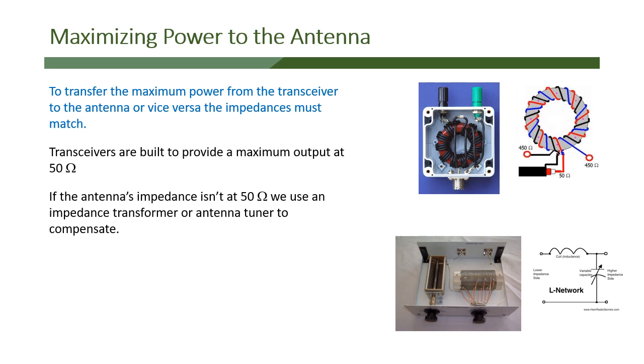But this is an impedance transformation that takes the transceiver's impedance of 50 ohms and converts it to the 450 ohms this antenna design needs. For example, this would be an end-fed half-wave dipole antenna, or an end-fed random wire antenna, which traditionally has an impedance of 450 ohms. So we use a transformer to make that adjustment.